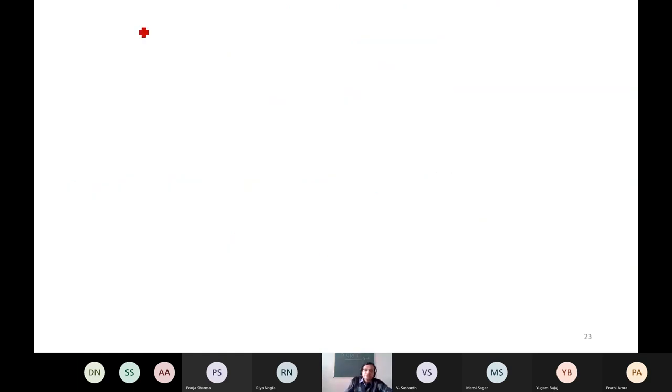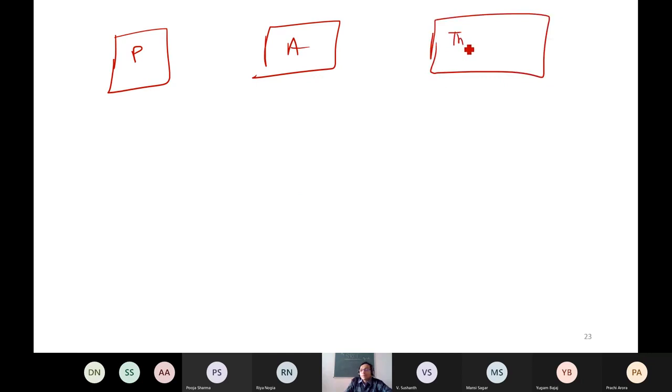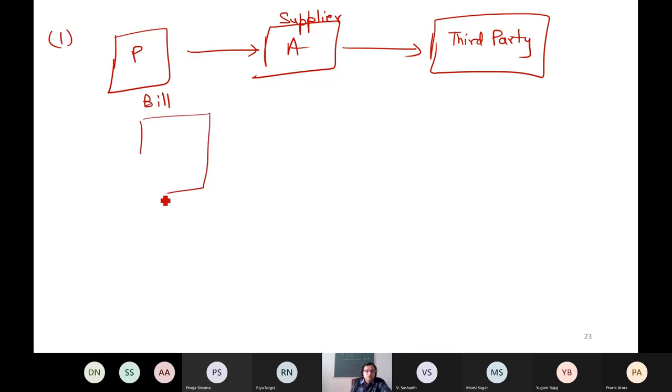So what is happening? Principal, agent, third party. So now the chain is this. First, now agent is acting as a supplier. So first supply from principal to agent. So of course bill will be issued. When you purchase anything, you get a bill. So this bill always has the supplier's name on the top side. Suppose you are purchasing something from Tata, so the name of Tata will be written. Two, the customer's name. So who is the customer? Agent.